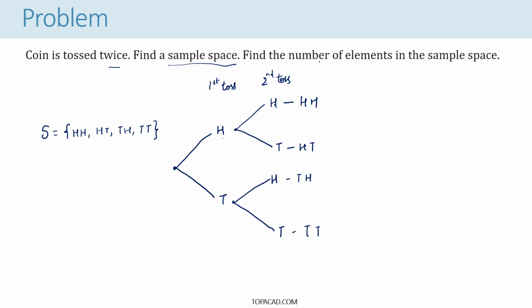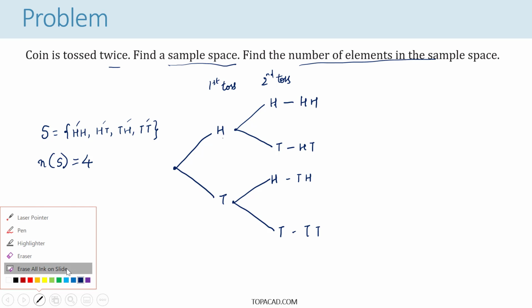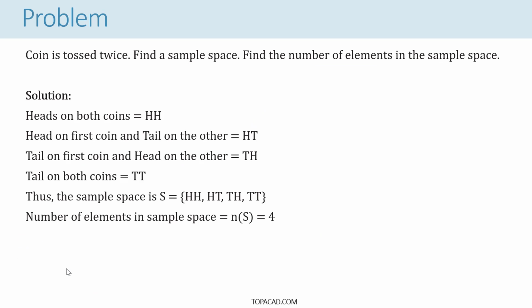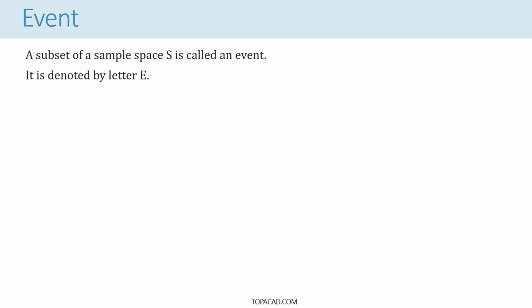We also have to find the number of elements in the sample space. Number of elements in the sample space is pretty easy. There are 1, 2, 3 and 4 elements. So there are 4 outcomes in the sample space. Very easy, right? I have explained the solution in detail, so you can pause the video and take a look at the solution.